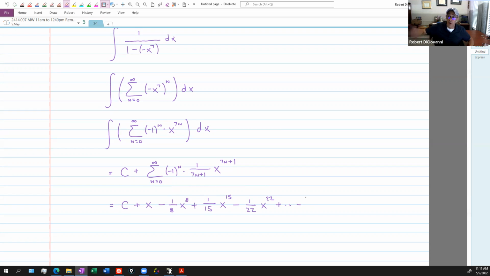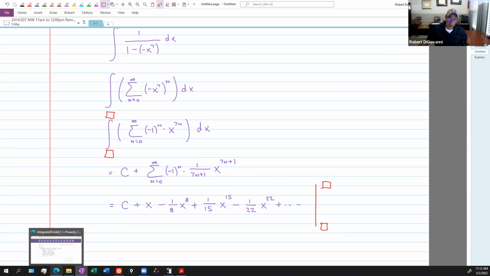And I'll go out as far as I need to go in the event that someone wants me to actually evaluate this. Like if they give me limits of integration, I would just have to go out as far as I wanted to. And then remember how we do it. We put a bar here and then we do the two numbers we plug in and subtract. If we needed to, that's what I would do.